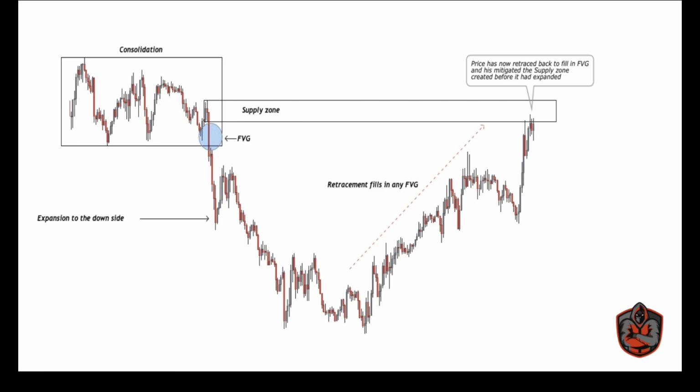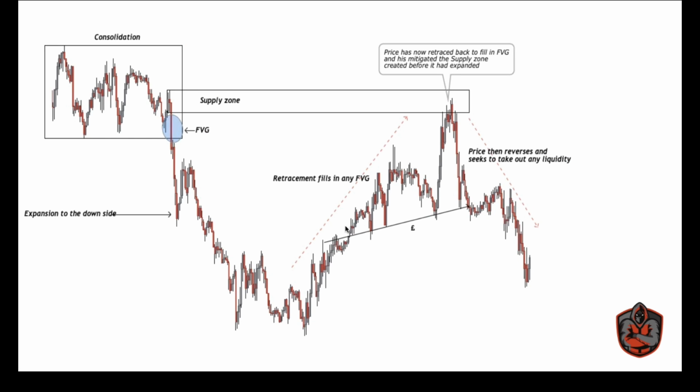Now, if I go to this example here: number 1, consolidation. Number 2, expansion happened, created inefficiency. Number 3, price pulls back to fill in that inefficiency. Number 4, price mitigates that supply zone. And number 3, we get that reversal.